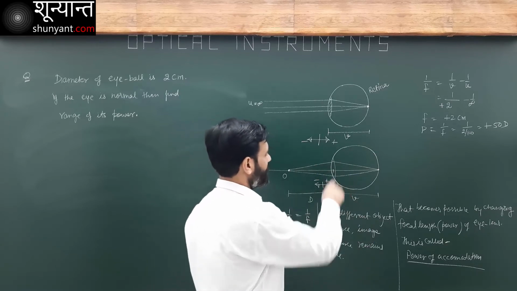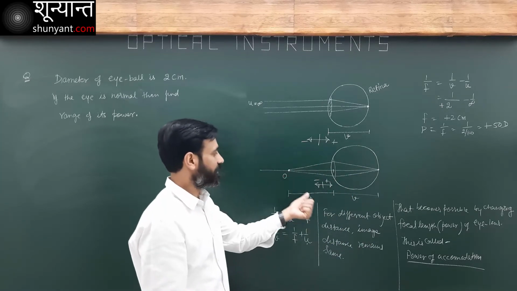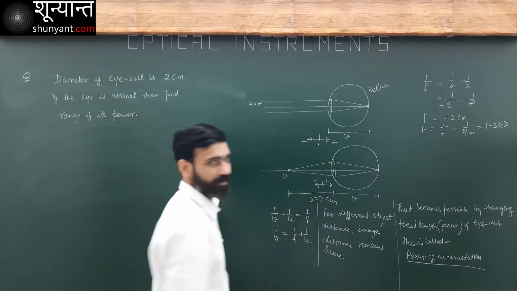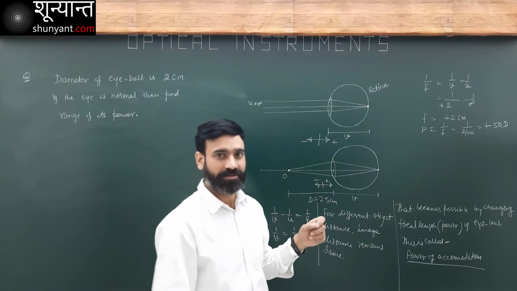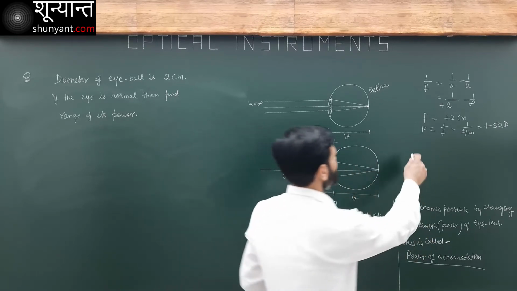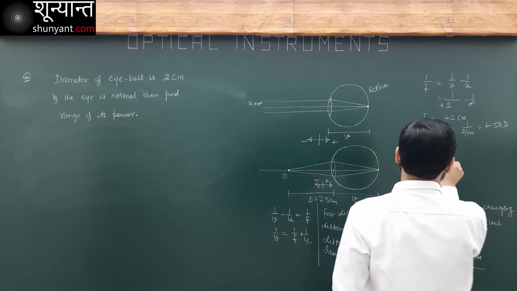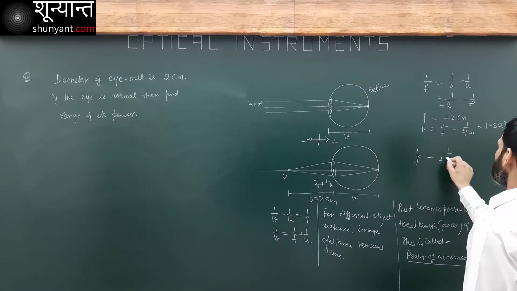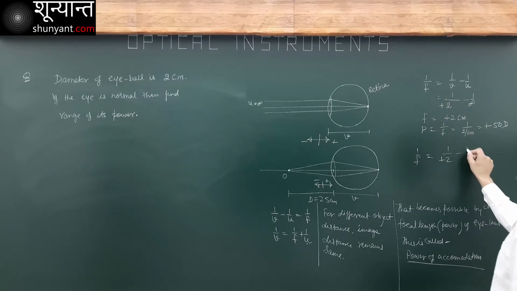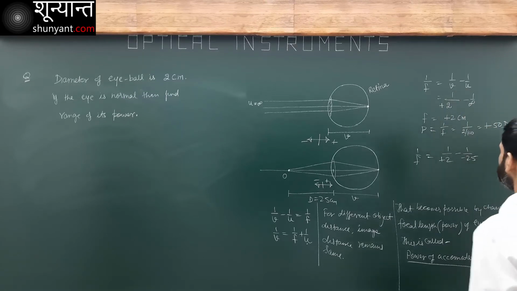What is the power here? My object is kept at a distance of 25 centimeter. What power is required such that I get an image at the same position? So here 1 over F is equal to 1 over plus 2, since the image distance remains the same, minus 1 over minus 25.